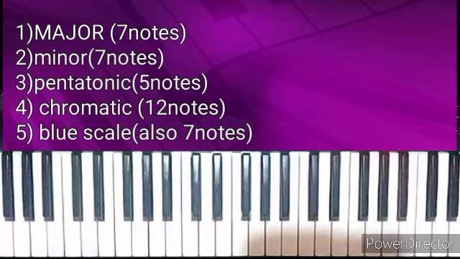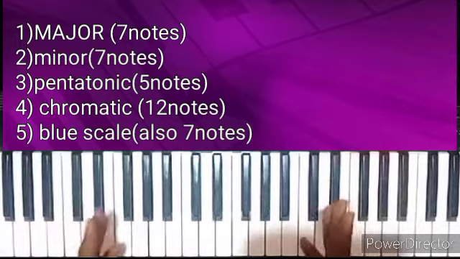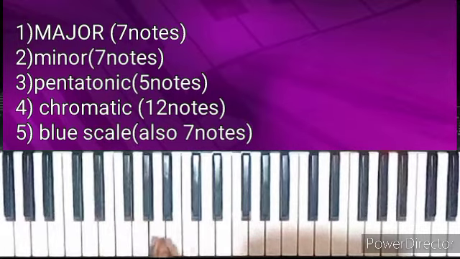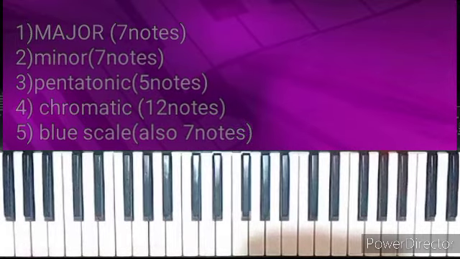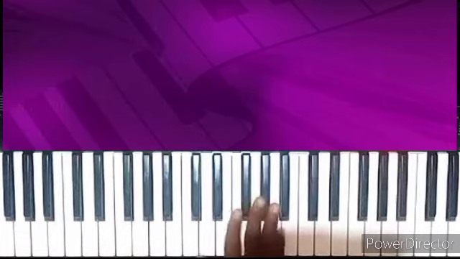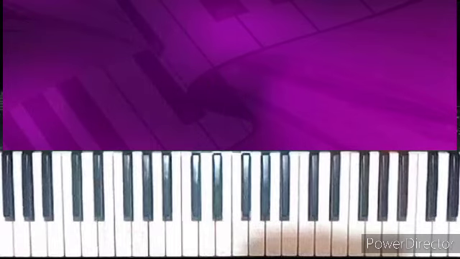Chromatic scale comprises 12 notes, okay, and basically it's comprised of all the keys on the keyboard. That's your chromatic scale. And actually, I think that's where we'll stop in this video. Okay, so to your major scale.